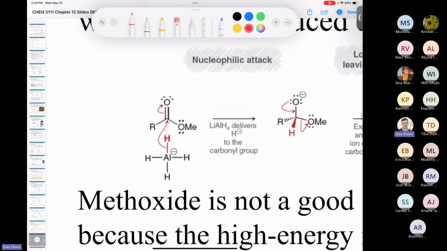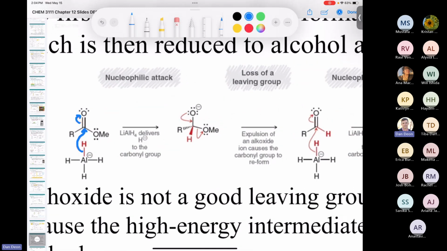Okay, here's step one. You have your ester. You have your lithium aluminum hydride ion. So we have a carbonyl, which has a strong dipole. We have a good electrophile, we have a nucleophile, and so we have our nucleophilic attack. We have the breakage of our pi bond to form an alkoxide. Now this intermediate here is really interesting. It's what we call a tetrahedral intermediate because this carbon is tetrahedral. It went from being sp2 hybridized to being sp3 hybridized. So we call it, again, a tetrahedral intermediate.